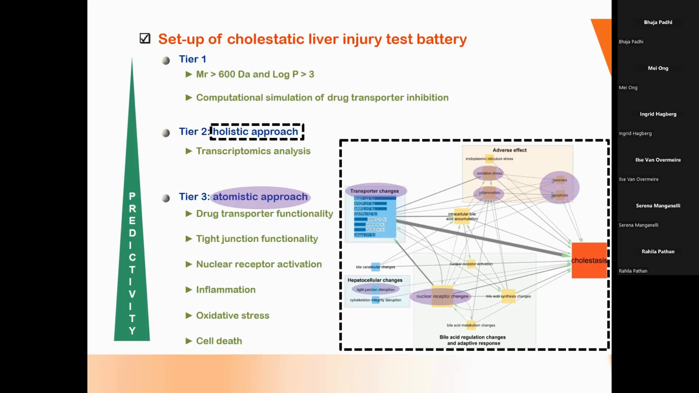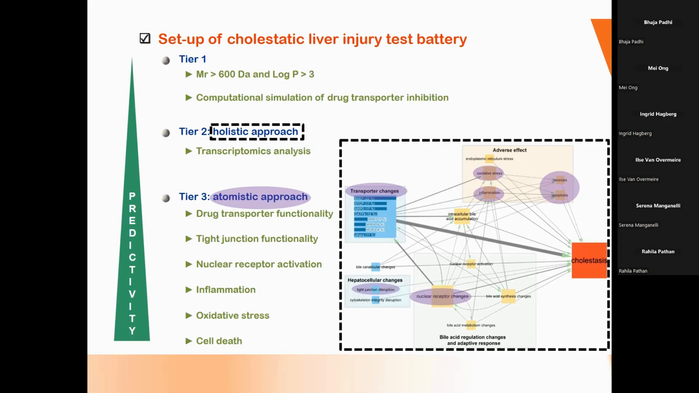You can get this improved by having this second tier followed by a third tier, which is what we call an atomistic approach. It's again a very fancy word, but in practice, it comes down to setting up a series of assays, each of them mechanistically anchored in at least one key event. So this is what you're looking at here. This is just exemplified here. I don't claim here that this would be the in vitro test battery for cholestasis. It's just to give you an idea of how this works.